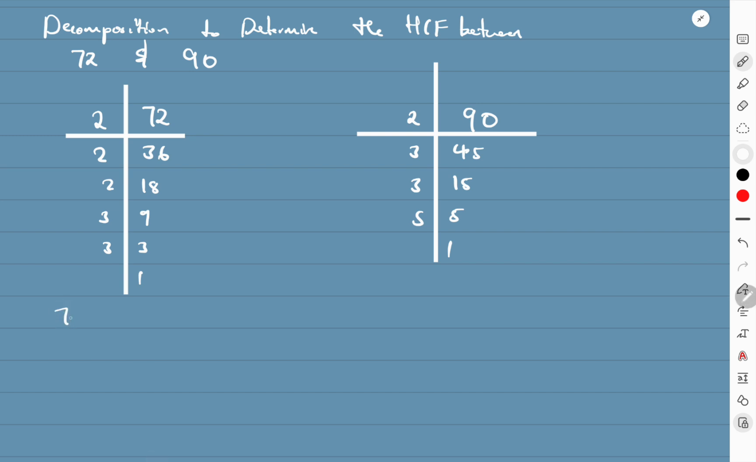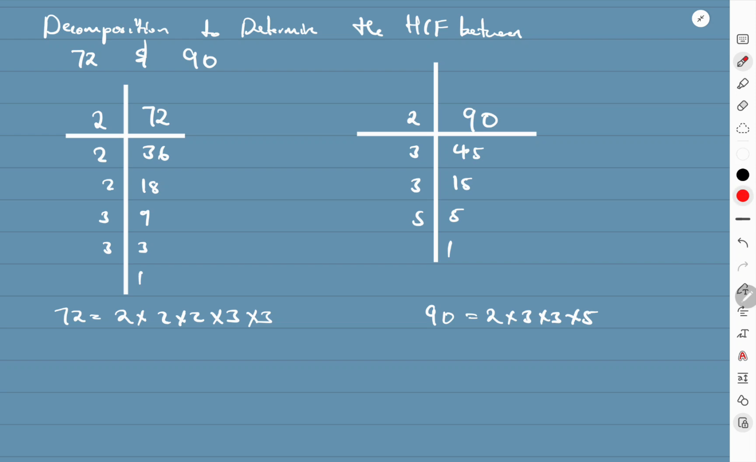Therefore, 72 is the same as 2 times 2 times 2 times 3 multiplied by another 3. Then for the 90, it is the same as 2 times 3 times 3 times 5. So that is the decomposition of 90.